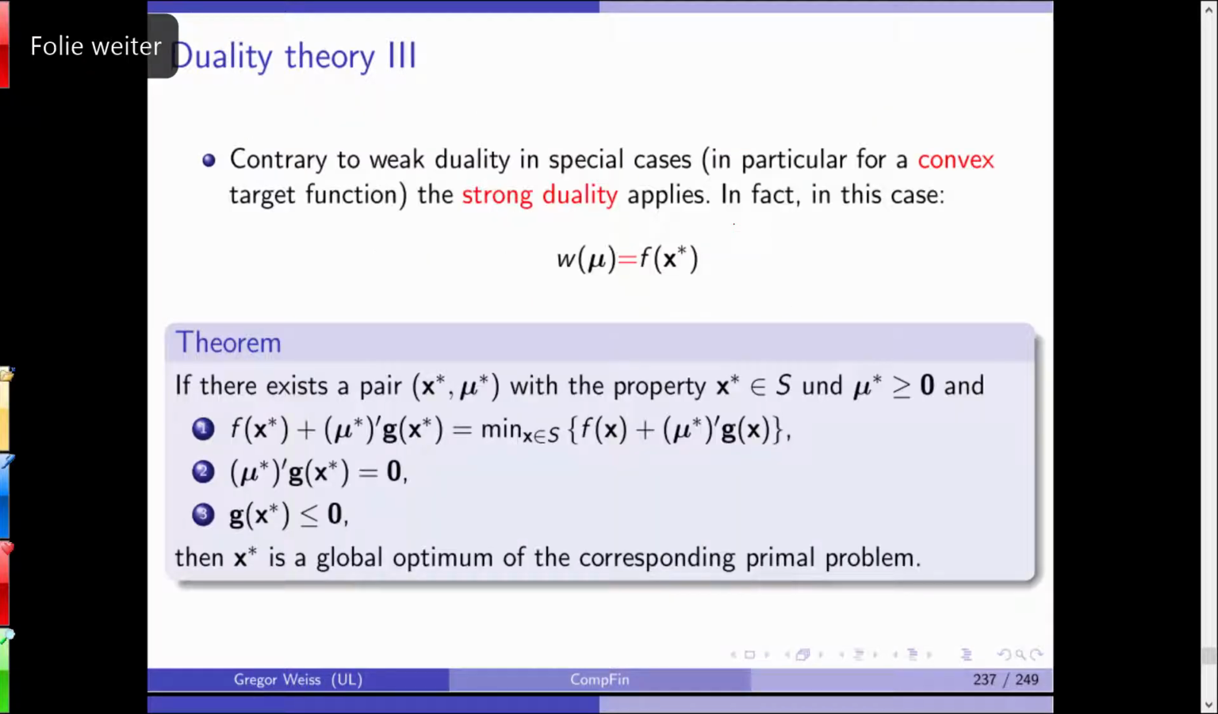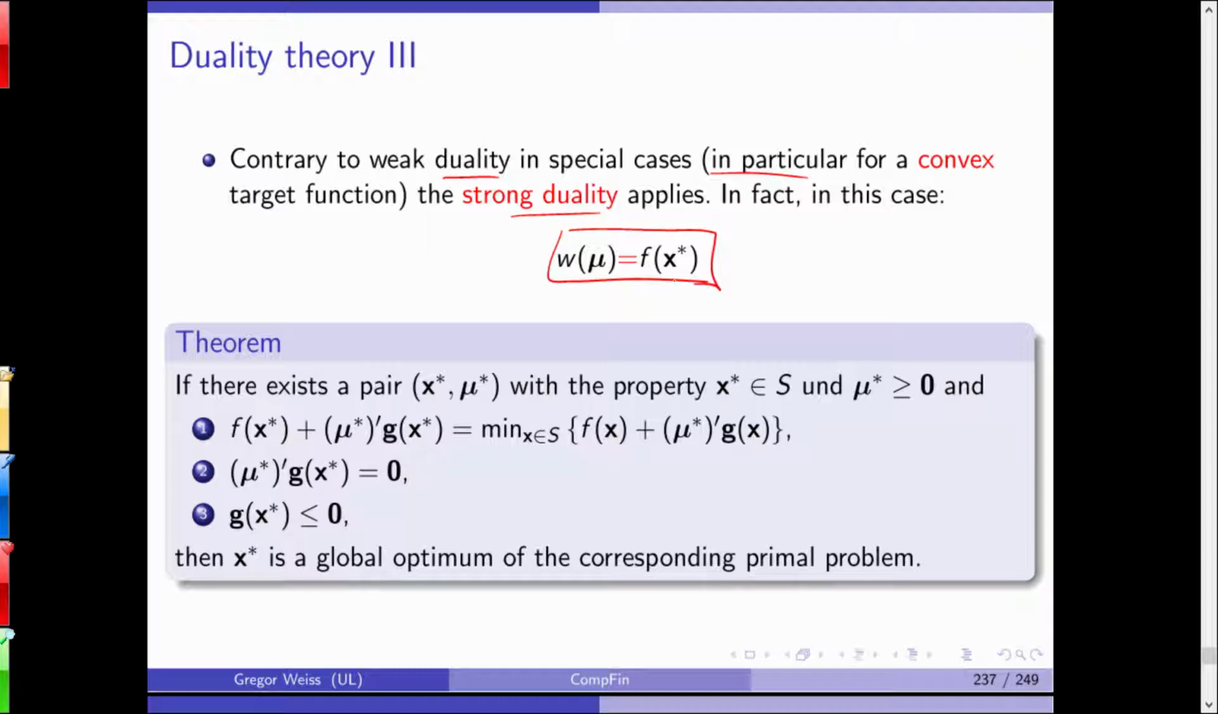And contrary to weak duality, in special cases, for example, for a convex target function, strong duality applies. In this case, it is not a lower bound, but the solution of the dual problem is equal to the solution of the primal problem. So we have the optimum. And this theorem now gives some ideas on this.